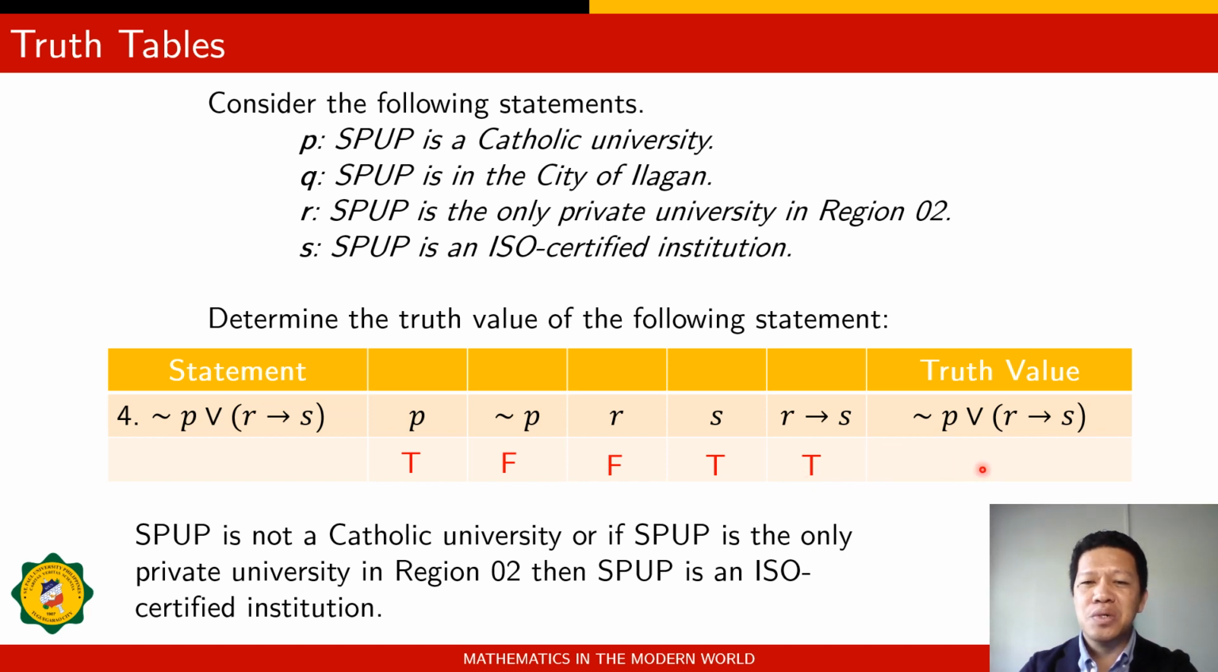And taking now the whole statement or symbols here, we have the or. We have here not P, that's actually false, or this is R implies S, that is actually true. So false or true will become true, isn't it? Because that's for disjunction. If at least one is true, the whole compound statement will be true. So this compound statement is actually true.